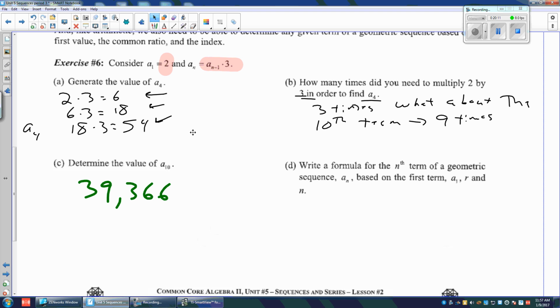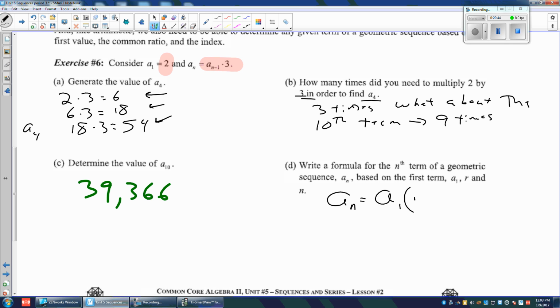Hmm, looks like we're finding a formula here. Write a formula for the nth term of a geometric sequence a sub n based on the first term and the ratio and n. Drum roll, please. The formula we are still going to use a sub n, like it said, because we're trying to find the nth term of a series. And we're going to start with the first number, always given, the ratio, which is the r number, and the exponent is going to be n minus 1.